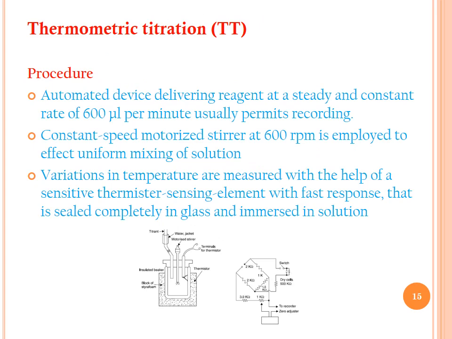Procedure continued. An automated device delivering reagent at a steady and constant rate of 600 microliter per minute usually permits recording. A constant speed motorized stirrer at 600 rpm is employed to effect uniform mixing of the solution. Variations in temperature are measured with the help of a sensitive thermistor sensing element with fast response that is sealed completely in glass and immersed in the solution.